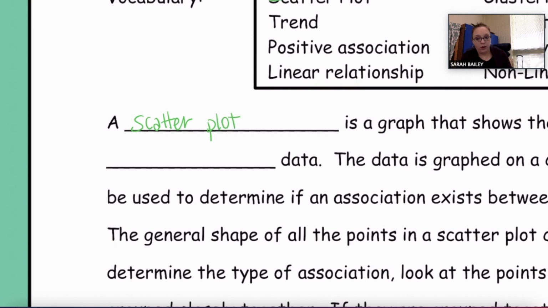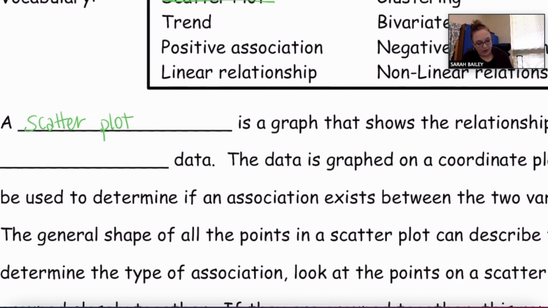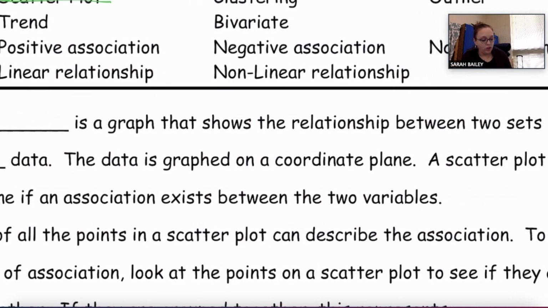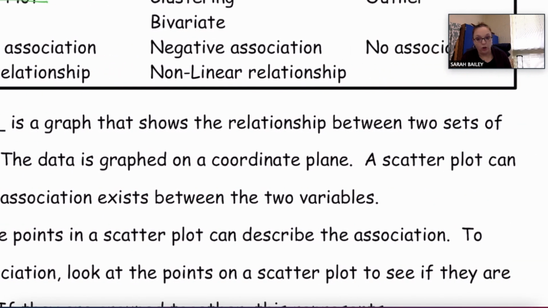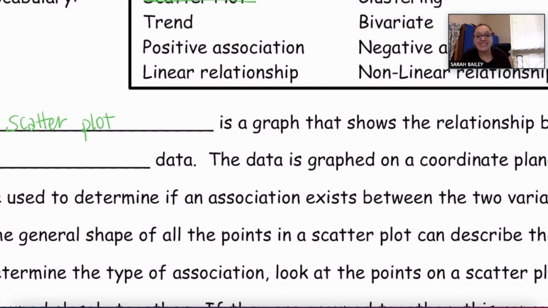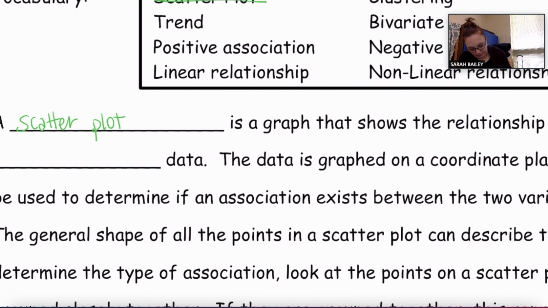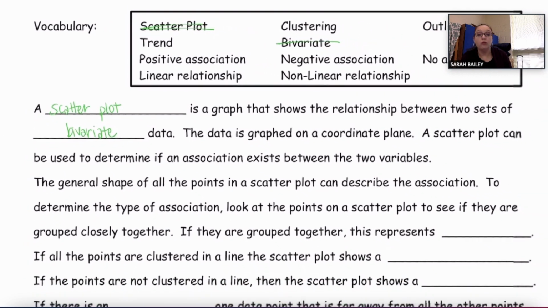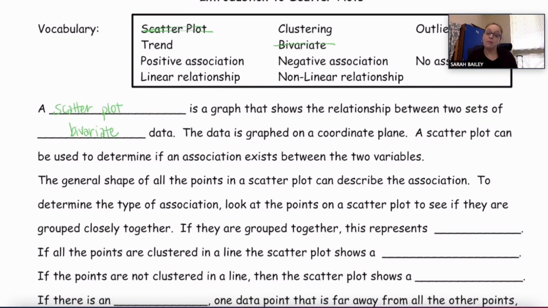A scatterplot is a graph that shows the relationship between two sets of bivariate data. Okay, bivariate means two variables. Remember the prefix bi, bi means two. All right, it says the data is graphed on a coordinate plane.